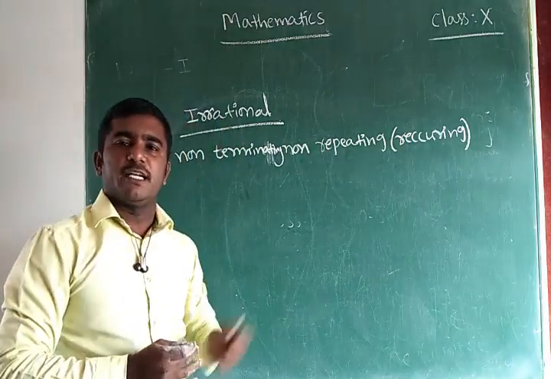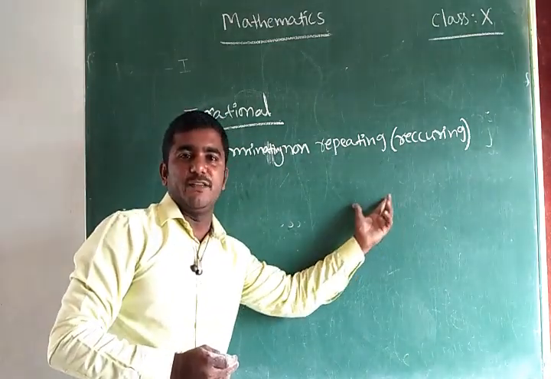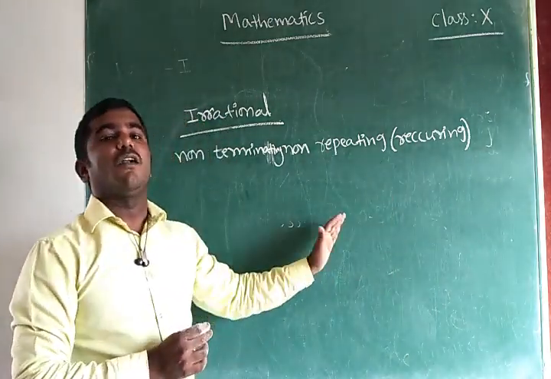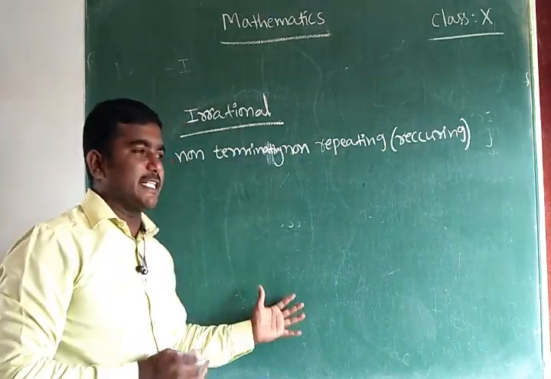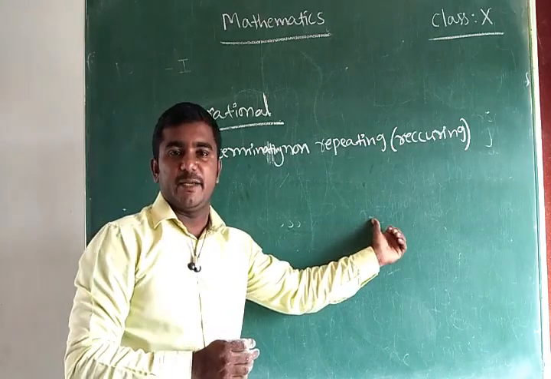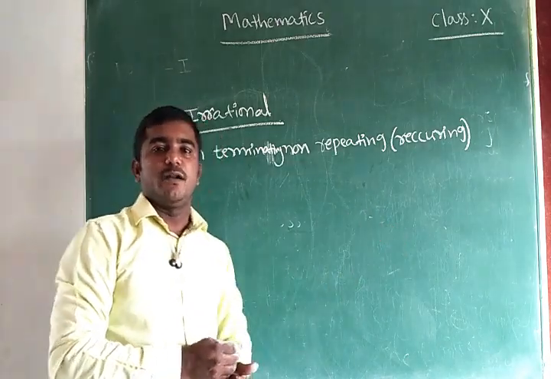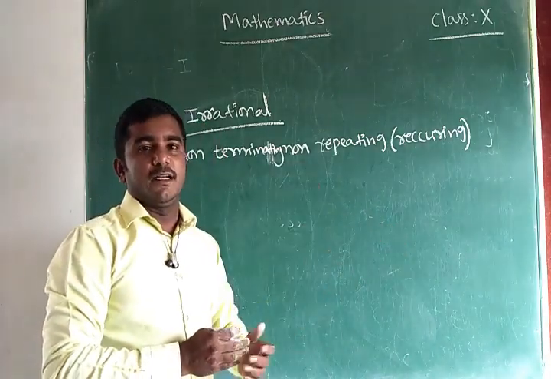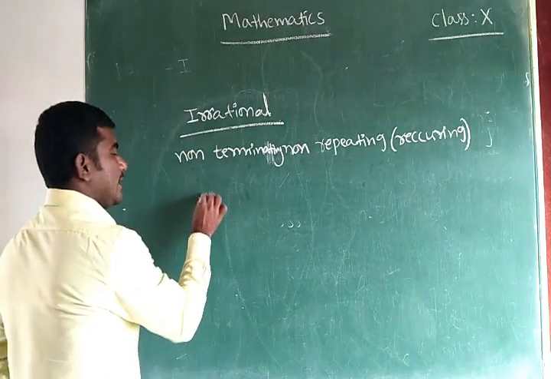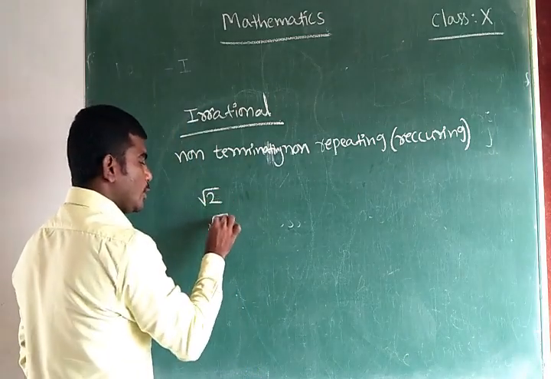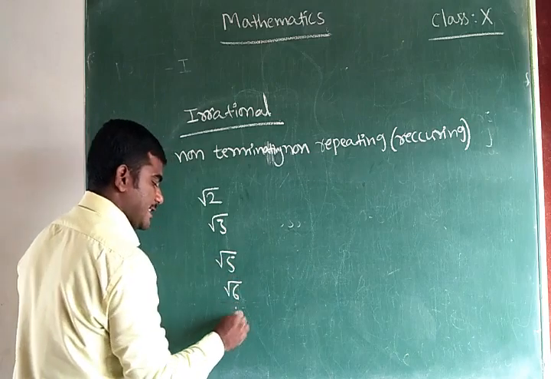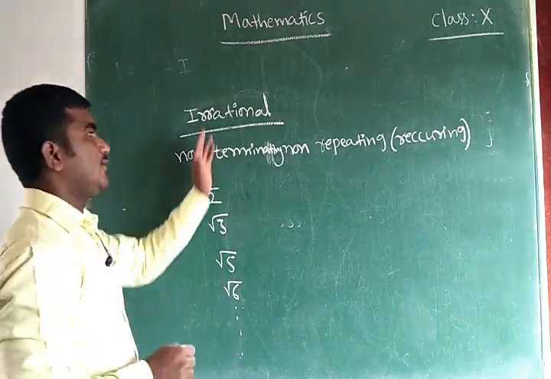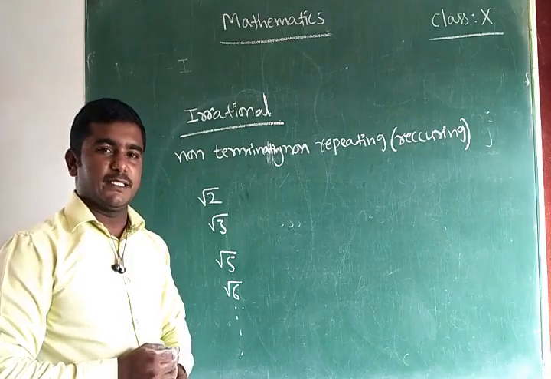Non-terminating, non-repeating means it will be non-terminating, that is non-stop, and also non-recurring, that is non-repeating, meaning the values won't repeat. In the previous example some digits already repeated. 0.333 we wrote as 0.3 bar, but in this case we can't write that. Which values will give that? Root 2, root 3, root 5, root 7, root 6. These are examples of irrational numbers.